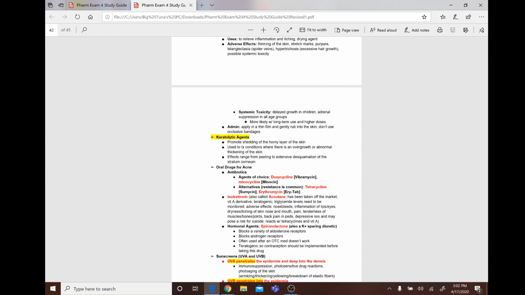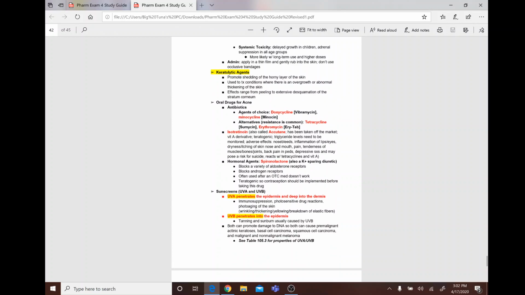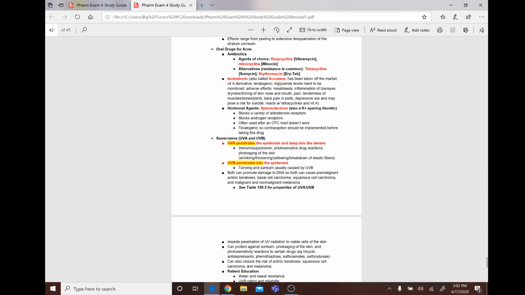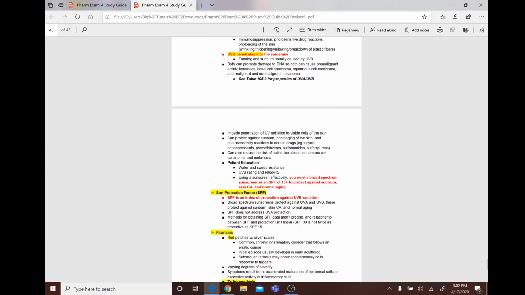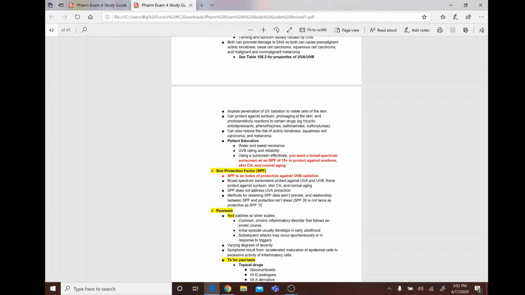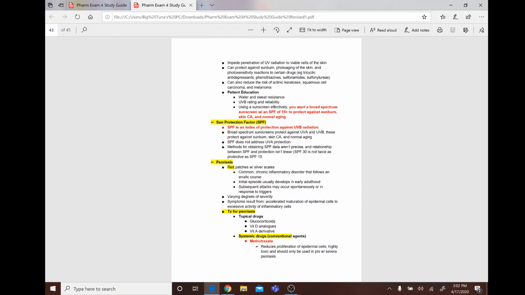What is the mechanism of action of keratolytic agents? Promote shedding of the horny layer of the skin. What are keratolytic agents used for? Treat conditions where there's a normal or abnormal thickening of the skin. Alright, what does UVA penetrate? Epidermis and deep into the dermis. What does UVB penetrate? Epidermis. It's like sunburn and tanning. What is SPF an index of? UVB protection.